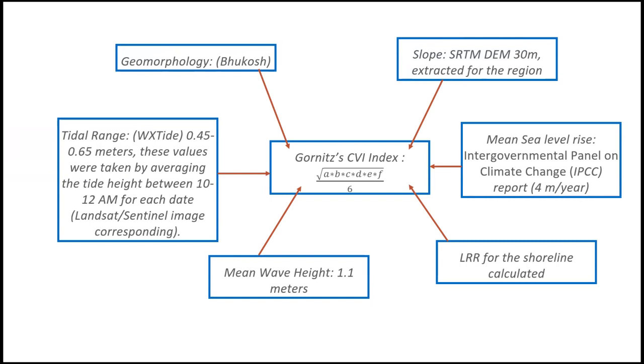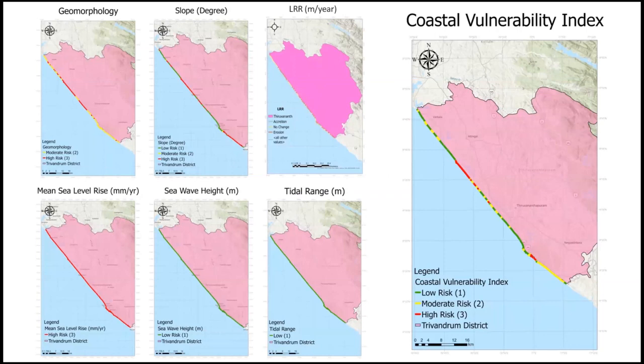So we have used the Gornitz CVI index formula, which is a geometric mean of all the six parameters, and we have used this to calculate the final CVI. We have classified each parameter into three risk factors according to Gornitz's model, and we finally got the CVI from the prior slide information, which was mainly the geometric mean of all the six parameters.